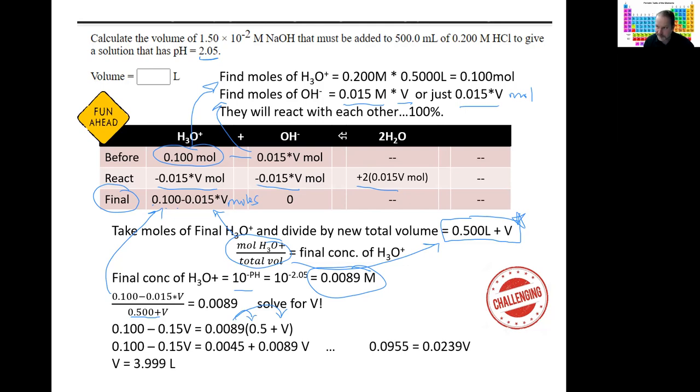And so that's my answer. This is asking for the volume because V was the volume of sodium hydroxide. So I had to add quite a bit in there to change the concentration.